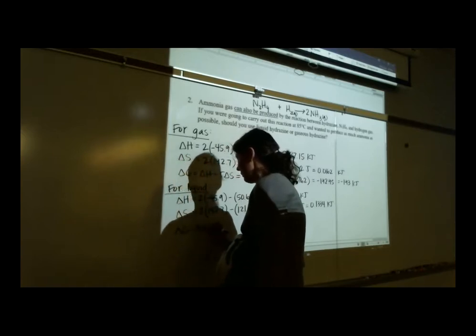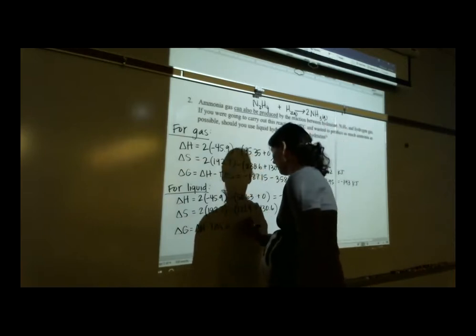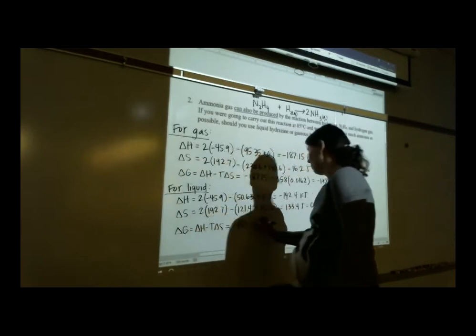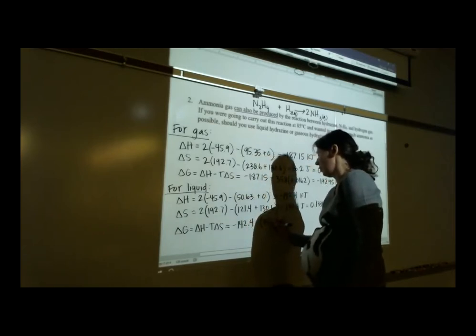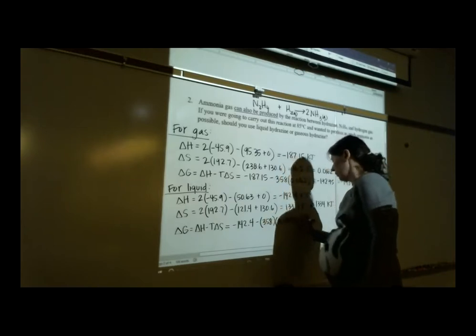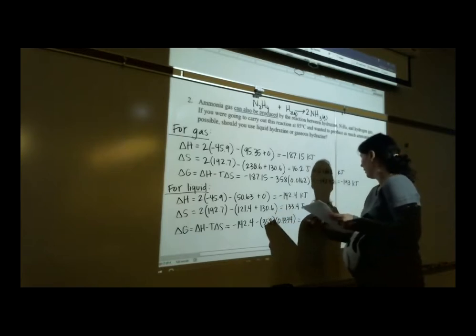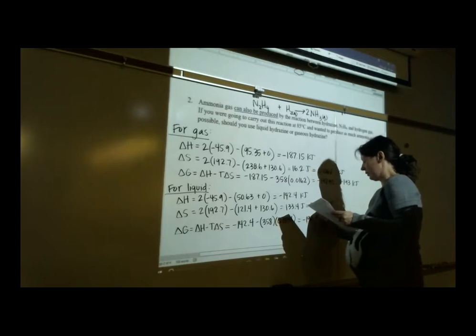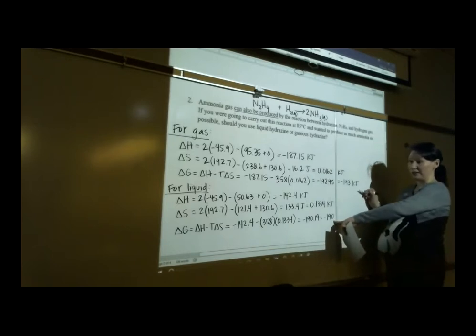Delta H minus T delta S. So that would be -142.4 minus my temperature, which is still 358, times my delta S, 0.1334. So I got -190.19, so we'll call this -190. Is that a significantly large difference?